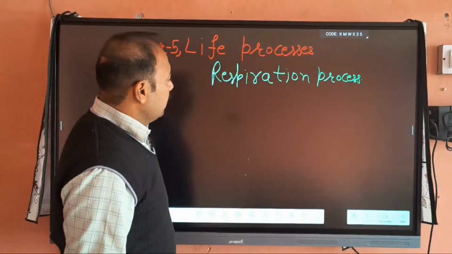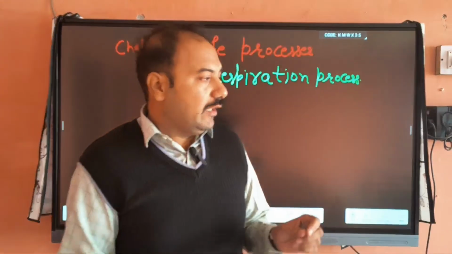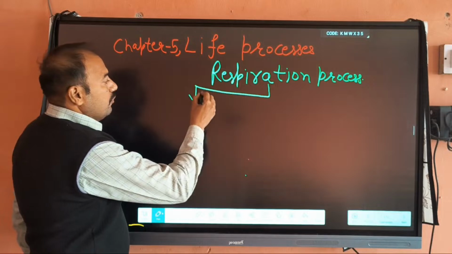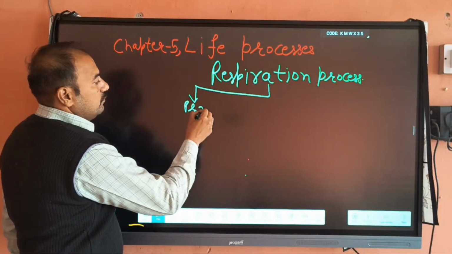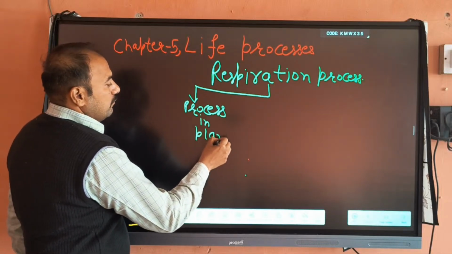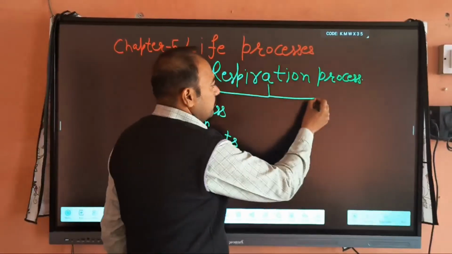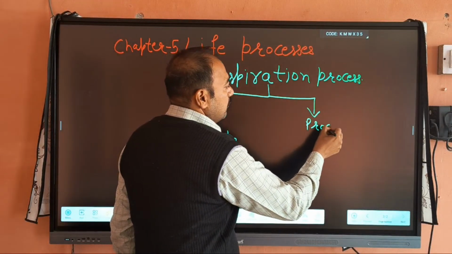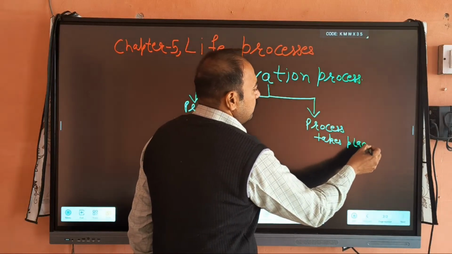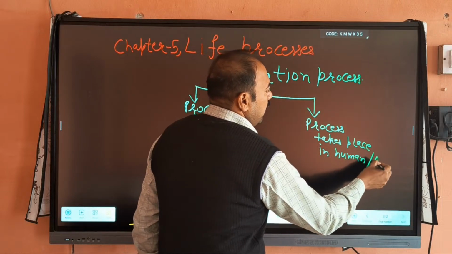Here, the respiration process mainly takes place in plants and in animals and humans. So we divide it into two types: the respiration process that takes place in plants, and second, the respiration process that takes place in human beings and animals.